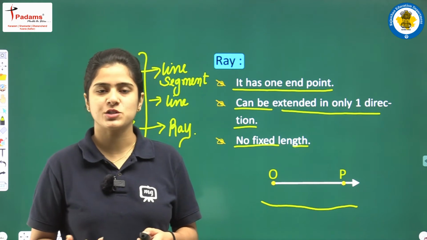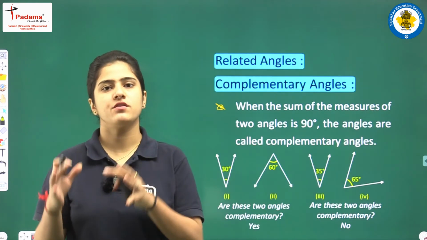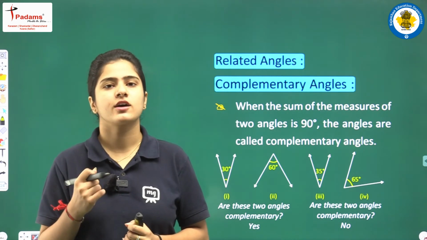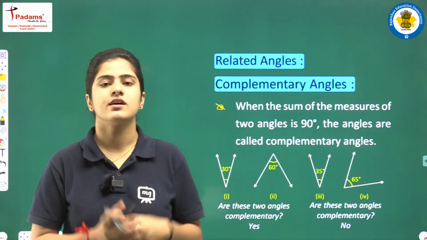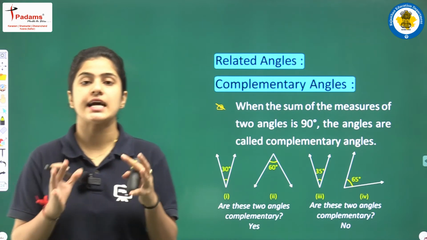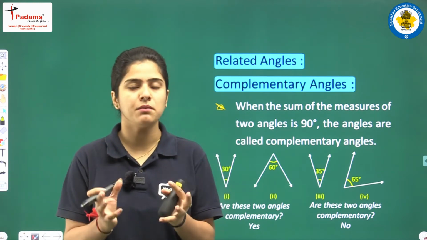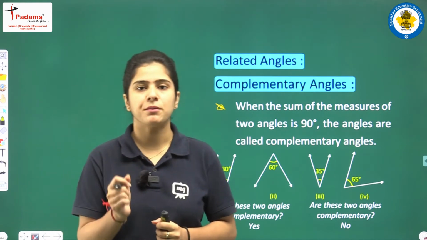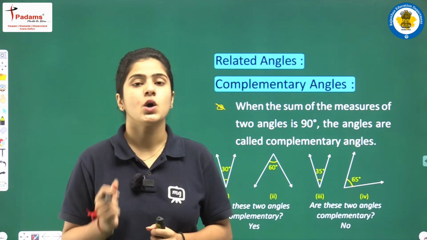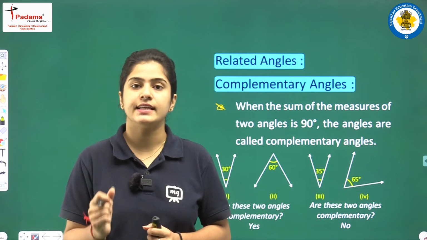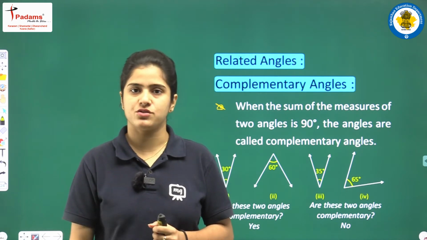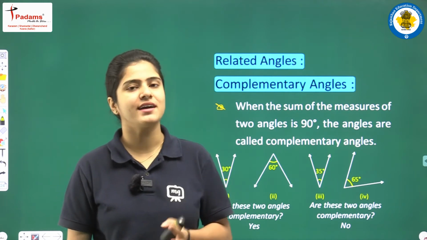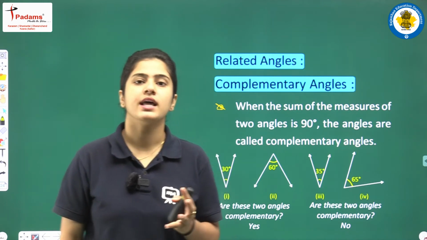What are the angles, students? We'll be talking about the relative angles. Firstly, we'll be talking about complementary angles. Complementary angles are angles whose sum is equal to 90 degrees. If I'm talking about a pair of angles whose sum is 90 degrees, then these angles are complementary angles. So what are complementary angles? A pair of angles whose sum is equal to 90 degrees.